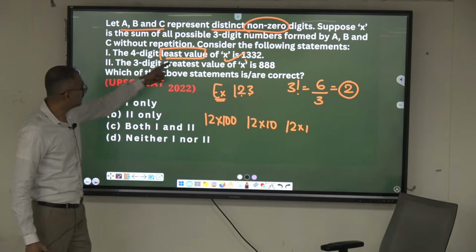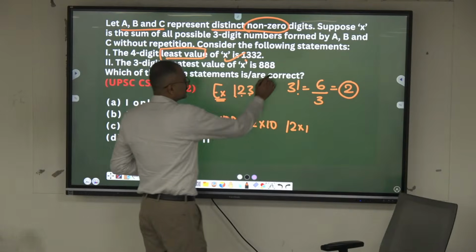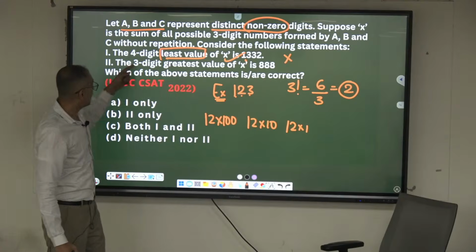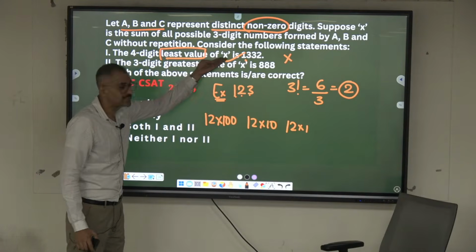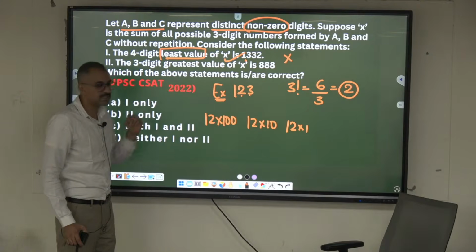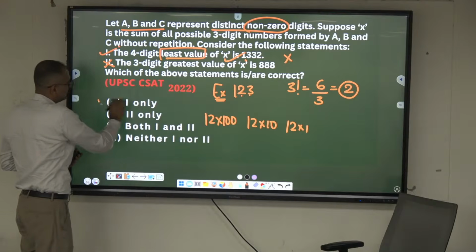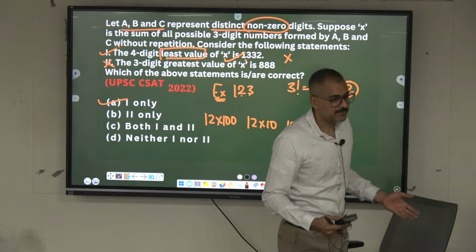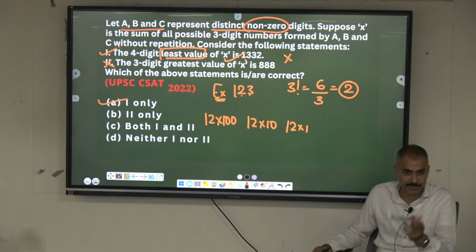Now, the 3-digit greatest value of x, where x is the sum of all this. Okay, the largest value of x, is it 888? No, the smallest itself is 1332. So the largest, can it be 888? No. The smallest itself is 1332. Okay, he is saying that the largest is 888?